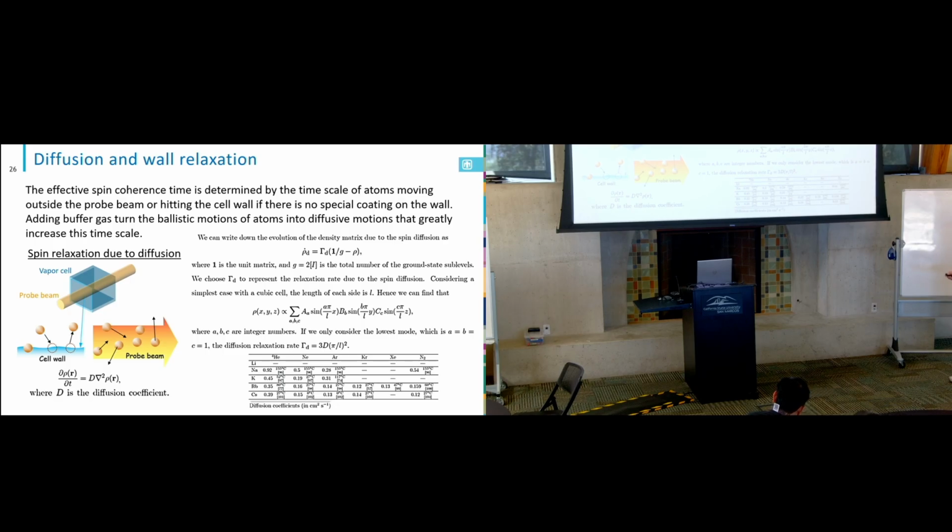And in reality, because most of the time the laser beam does not illuminate the entire cell, the real boundary, the kind of virtual cell wall, is actually the edge of the laser beam. Because once the atom moves outside the laser beam volume, we basically lose the signal from that, and it's equivalent to completely destroying the spin polarization.